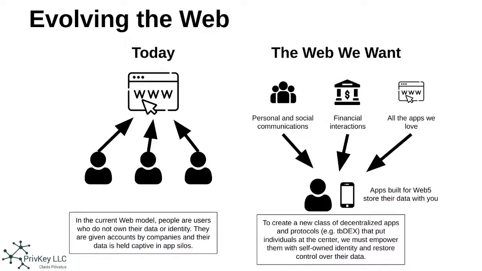So the idea behind Web 5.0 is that we want to bring that data and control back to the user. It's basically to create a new class of decentralized applications and protocols. In the case of Block, which is taking the initiative, it's called TBD, Decentralized Exchange of Information or Data. It puts the individual at the center, empowering them with self-owned identity and restoring control over their data.